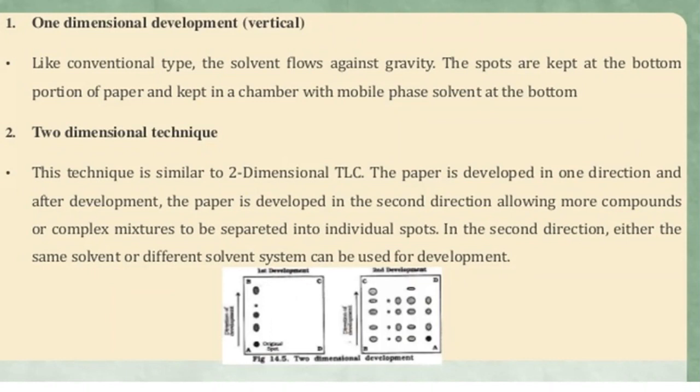In two-dimensional, what happens? In the one-dimensional technique, the spots are developed in one direction only, against gravity. In the two-dimensional technique, one direction is already developed. Again we use that plate in this direction. We just have to rotate the plate, take one baseline again, and spot again. It means the same plate is used two times in two different directions. That is nothing but the two-dimensional technique. This two-dimensional technique is mainly used for the separation of complex mixtures.